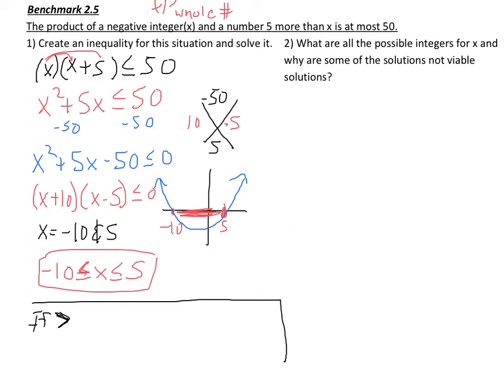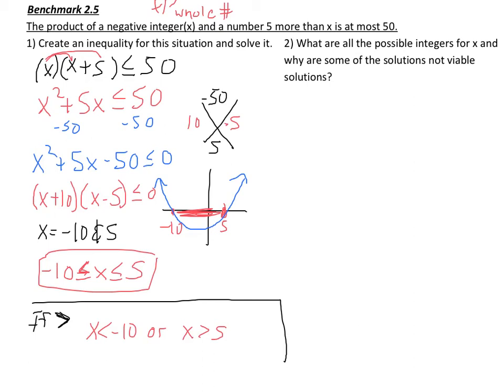Well, could you tell it's the outside of the parabola? Could you tell it would be over here and here? Got that? Wouldn't it be the outsides? Isn't this where it's above, greater than? So my answer would look like this. It would be x is less than negative 10, or x is greater than 5.